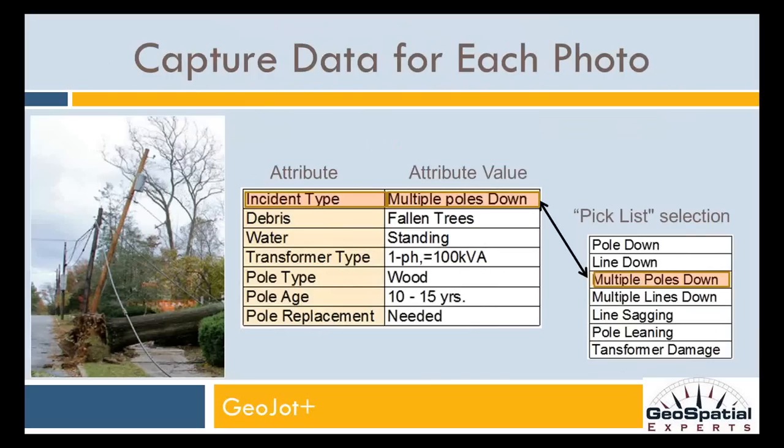This is an example of a utilities company's after the storm incident report, which shows a photo of downed power poles. And again, we have a list of attributes and their assigned values. In this case, the incident type attribute has been assigned the attribute value of multiple poles down from the pick list, where we can see that we might have assigned another value such as transformer damage.